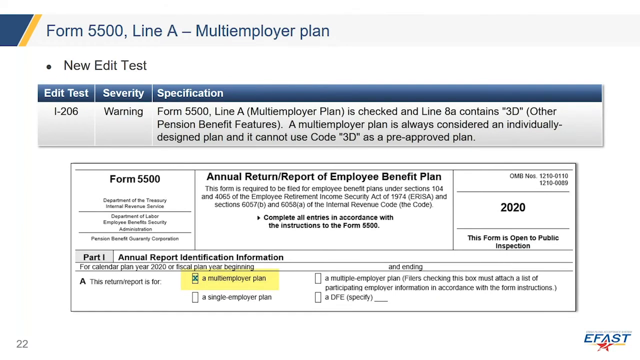On the Form 5500, a new edit test I206 was added to identify a plan that checked multi-employer plan on line A and used plan characteristic code 3D on line 8A. Multi-employer plans are always considered individually designed plans and cannot use code 3D as a pre-approved plan.